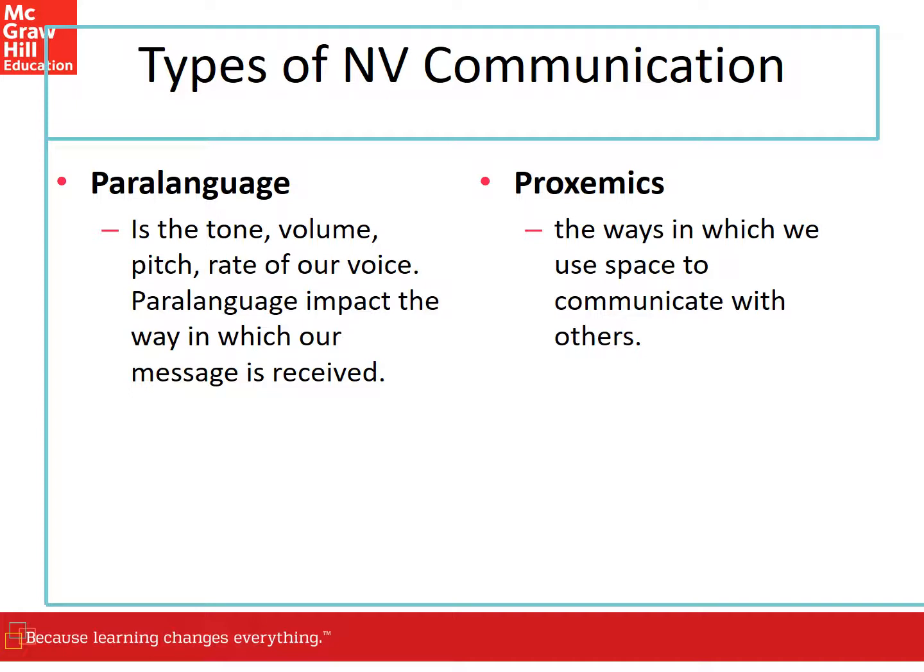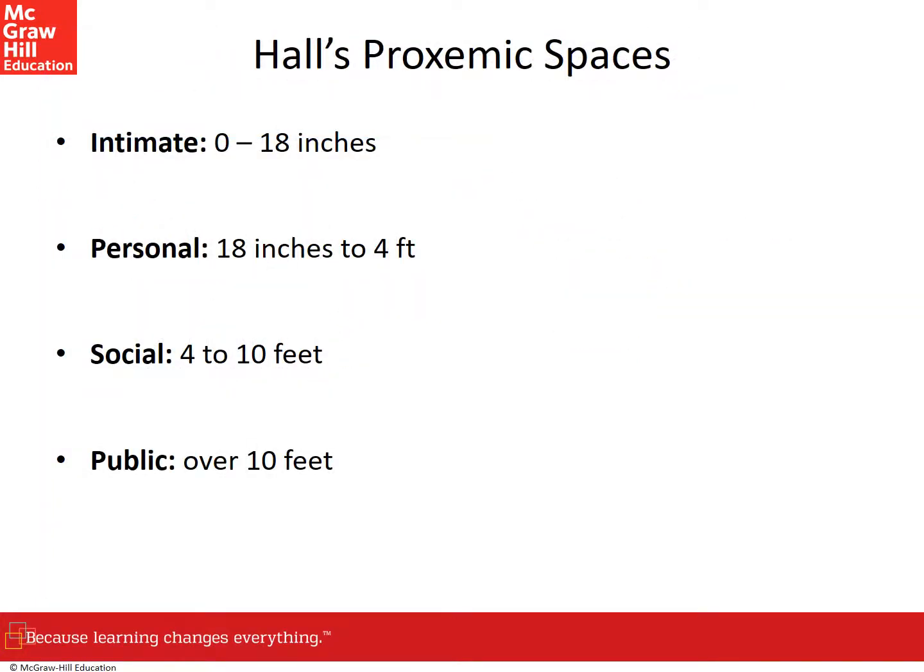Proxemics is about the way we use space. The anthropologist Edward Hall and his colleagues studied the use of space, and communication scholars related it to communication and how space affects communication. So Hall's proxemic theory about space says that there are 4 different zones.